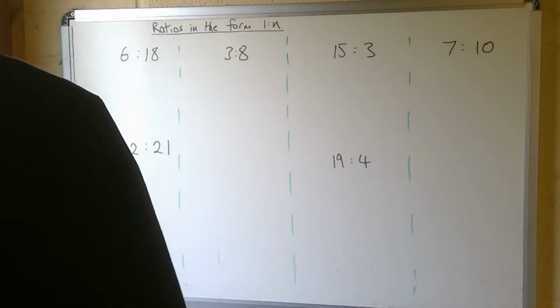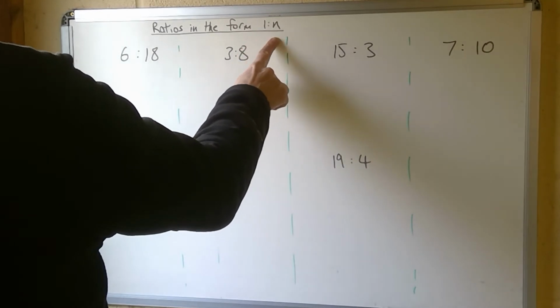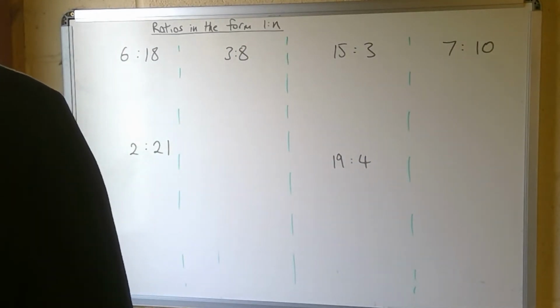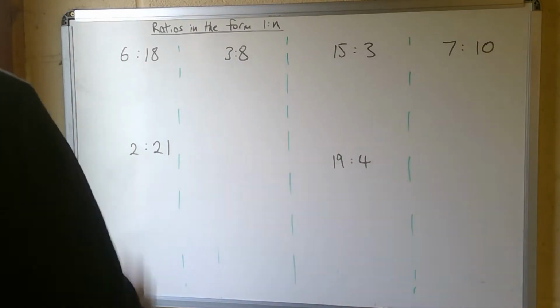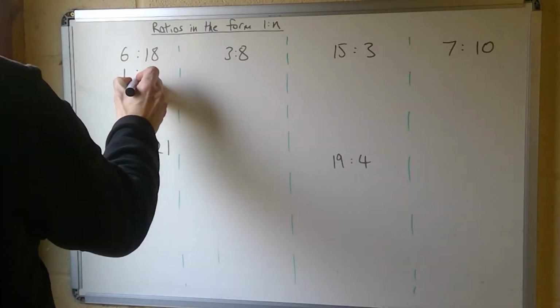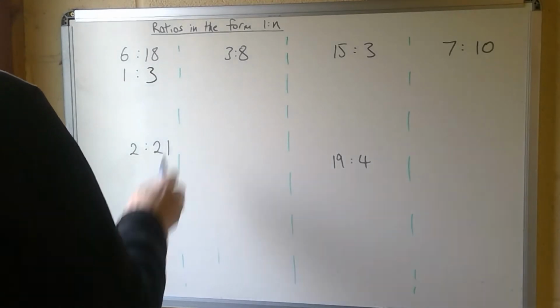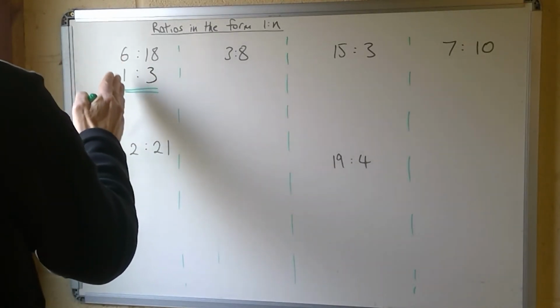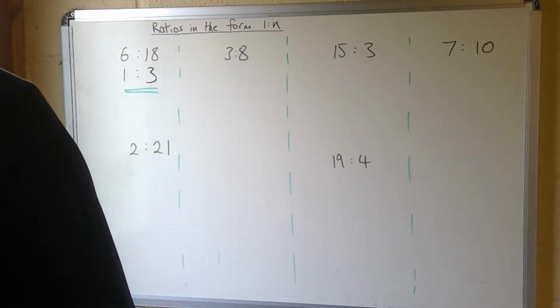So it's a little bit like simplifying ratios, but slightly different because we always want one of the sides to be 1. So sometimes it just happens when you simplify it. So this one here, ratio 6 to 18, it's got a common factor of 6. So if I divide both sides by 6, I'll get 1, and 18 divided by 6 is 3. So that one automatically went in the form 1 to n when I simplified it, but usually they won't.